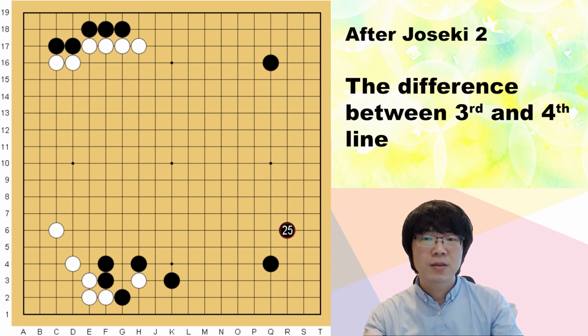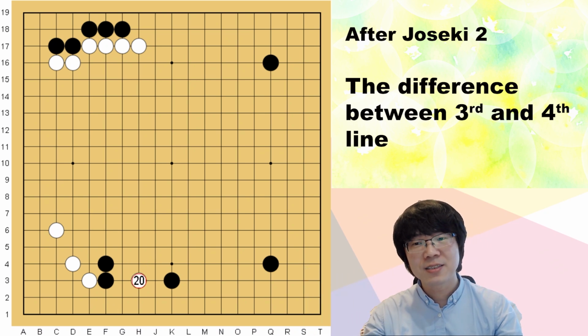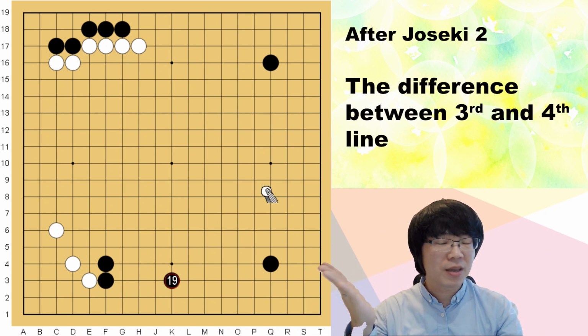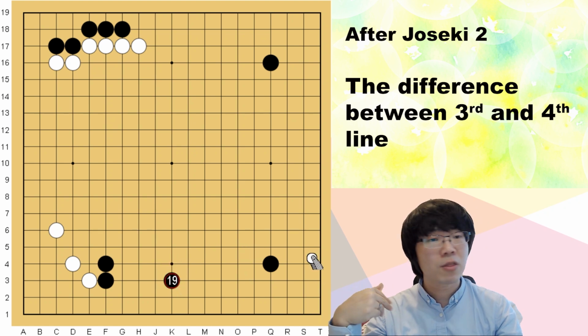So anyway, I told you many things about the logic of the line. I can simply say, if you love influence, play here. If you love territory, then you play the third line.